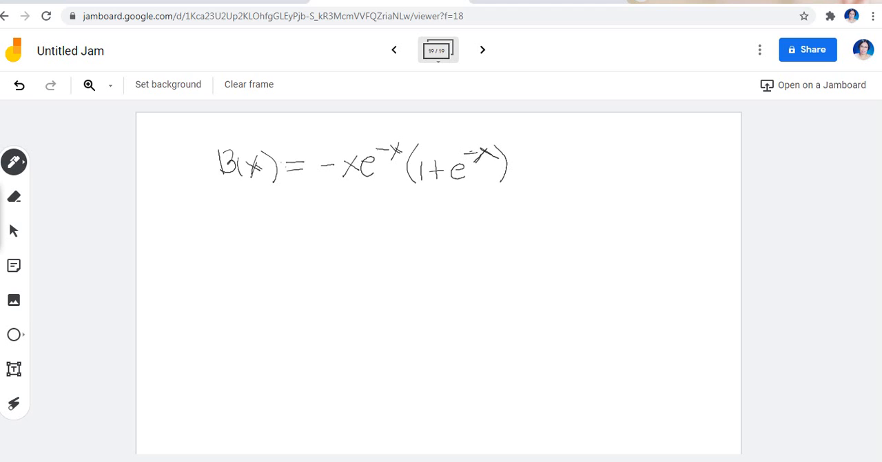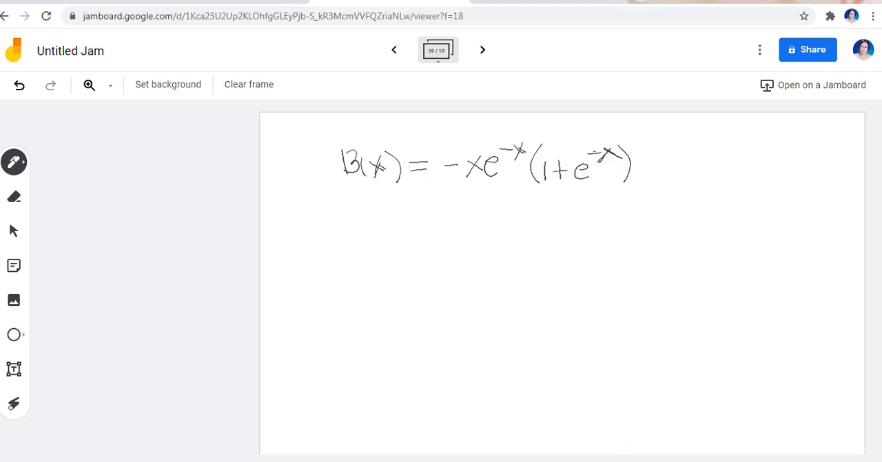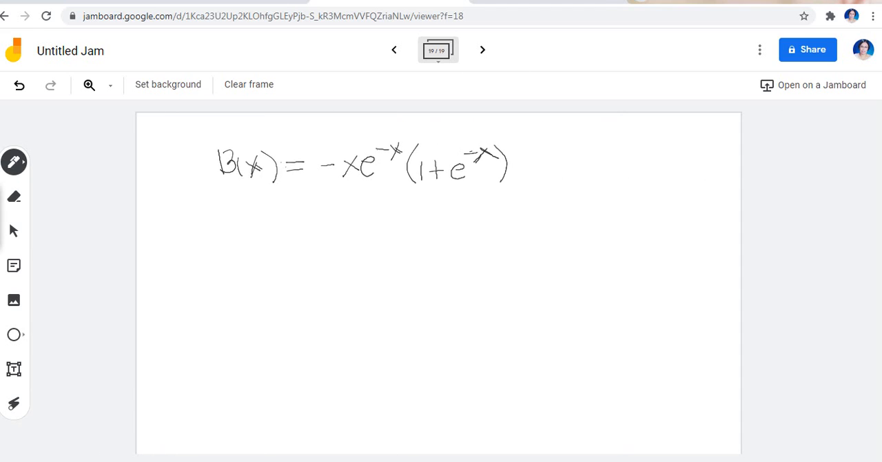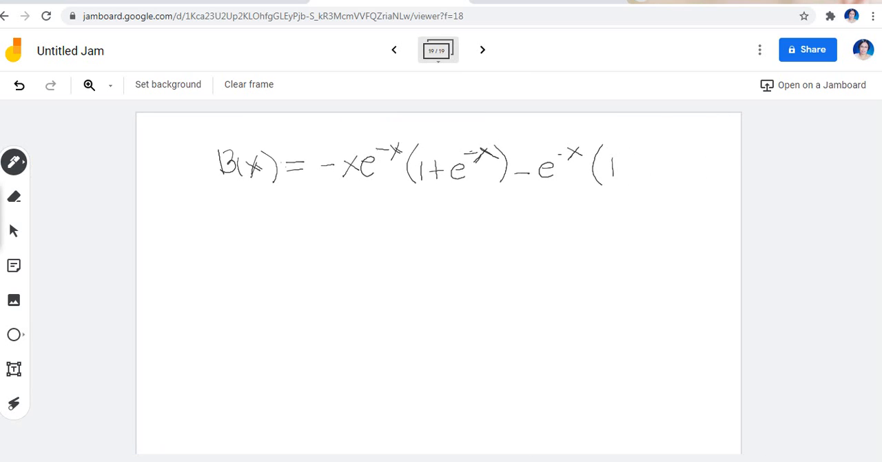And for the next terms that we have, common is negative e raised to minus x. So I will factor that out: minus e raised to negative x. And what you'll have here is 1, because this one is negative, and this one would be plus 1/2 e raised to minus x. Now you could see that this is already your b of x.